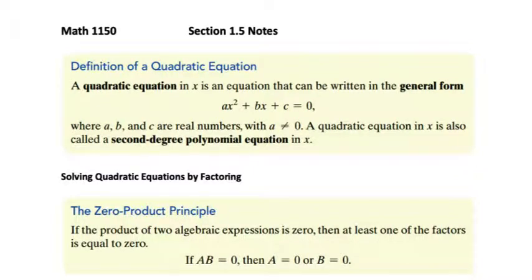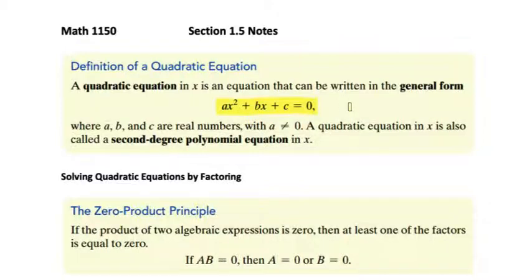In this video for section 1.5, we're going to be talking about solving quadratic equations. So first we're going to start by defining what a quadratic equation is. A quadratic equation can be written in the form ax squared plus bx plus c, where x is going to be your variable, a, b, and c are going to be numbers, and you can set one side of the equation equal to 0.